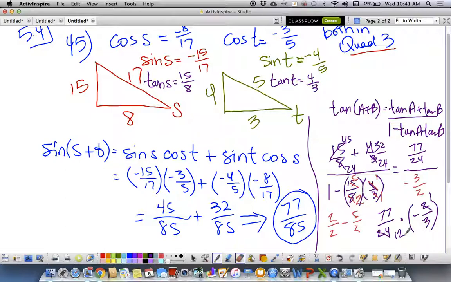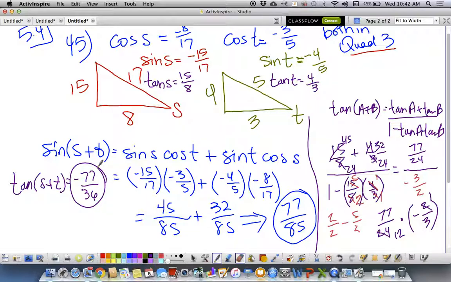And is it positive or is it negative? So here I'm going to go right over here and write tangent S plus T equals negative 77 over 36. Then it asks you a third question. What quadrant is it in when we add S plus T?